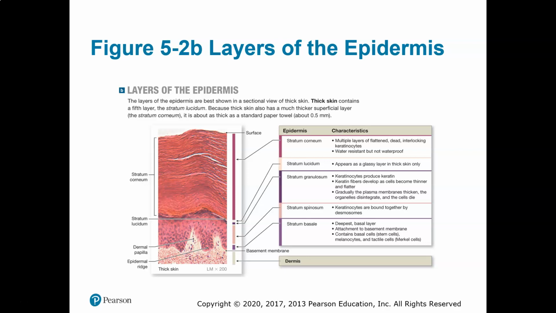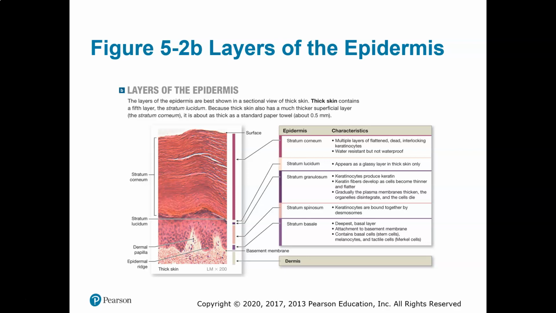You've got some definitions here, and they're in order from the top down. The stratum corneum contains multiple layers of flattened, dead, interlocking keratinocytes, water resistant but not waterproof. The stratum lucidum appears as a glassy layer in thick skin only. The stratum granulosum consists of keratinocytes that are still producing keratin. They're not really dead yet. They are dying though. And the keratinocytes in stratum spinosum are bound together by desmosomes.